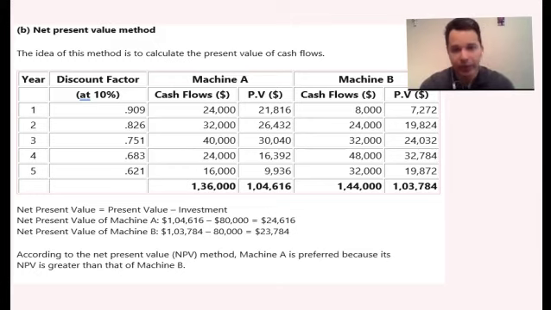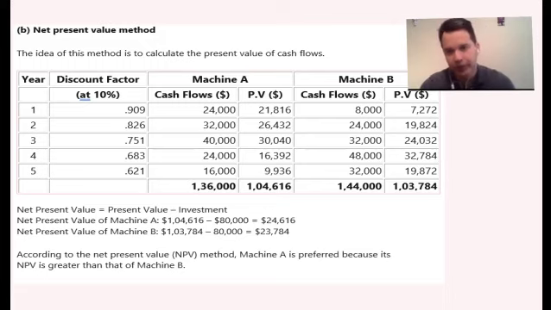So year 2, we'll do 32,000 times 0.826, and we get a present value of $26,432. Again, year 3, $40,000 times 0.751, we're going to get $30,040. Year 4, $24,000 times 0.683, we get $16,392. Year 5, we have $16,000 times 0.621, and we get $9,936, right?